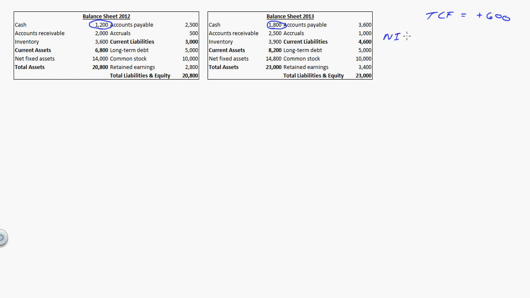We do have two other bits of information. We're told that net income is equal to $1,800 and depreciation is equal to $1,600. Okay, so now can we go through and come up with the cash flow from operations, investing, financing? So cash flow from operations, we need to have net income, we need to have depreciation, a change in accounts receivable, change in inventory, change in accounts payable, change in accruals. That should all add up to be our cash flow from operations.